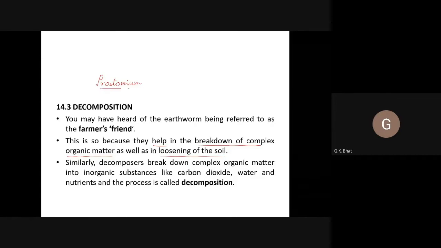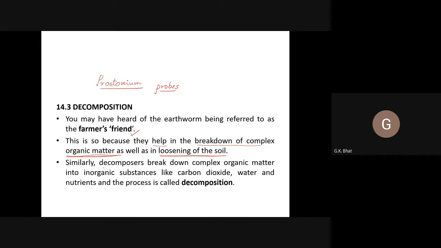Through this prostomium, the earthworm probes the soil. It passes through the soil. Thereby, it loosens the soil. Tanu, understood? So therefore, it is called farmer's friend. It breaks down the complex organic matter present in the dead body of plant material.